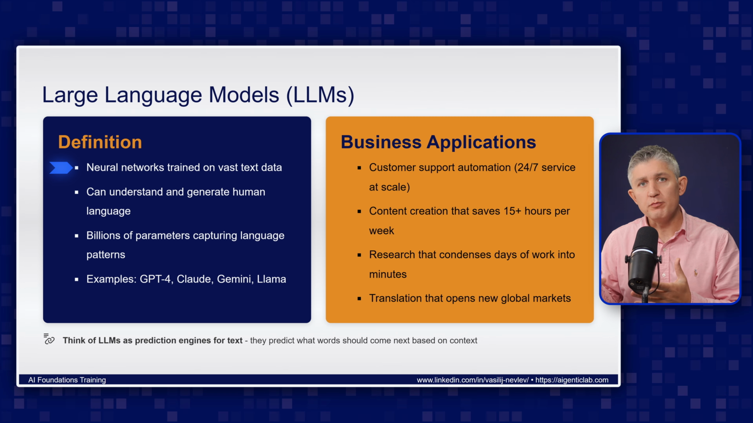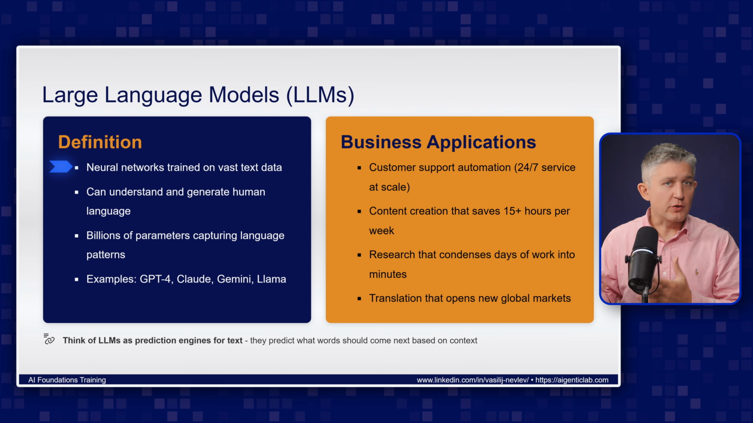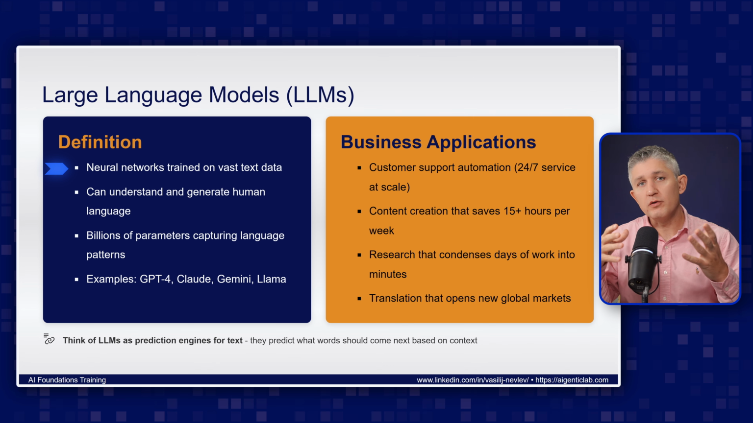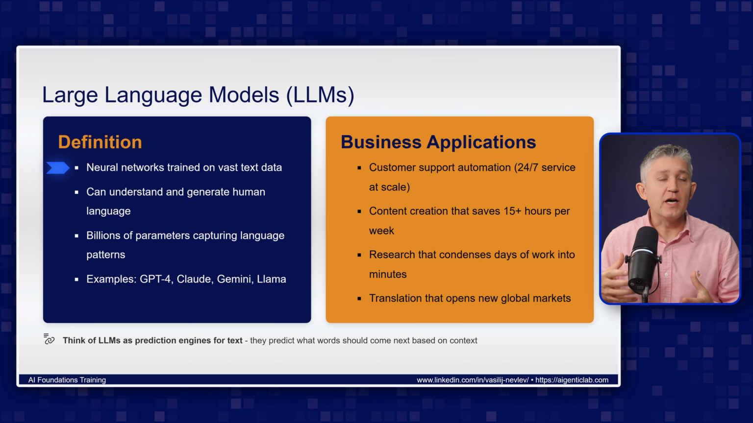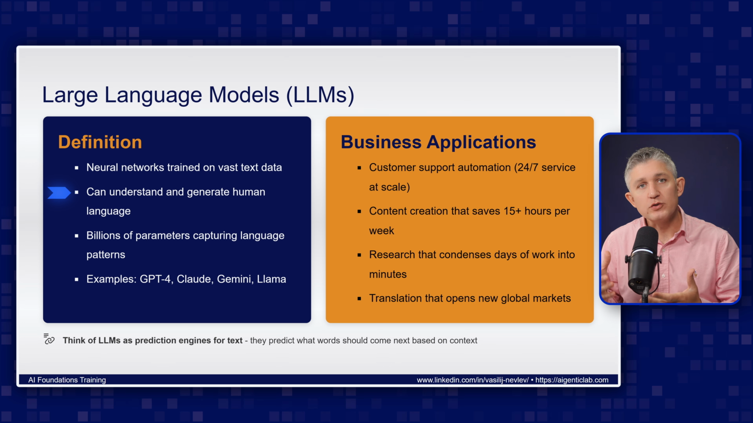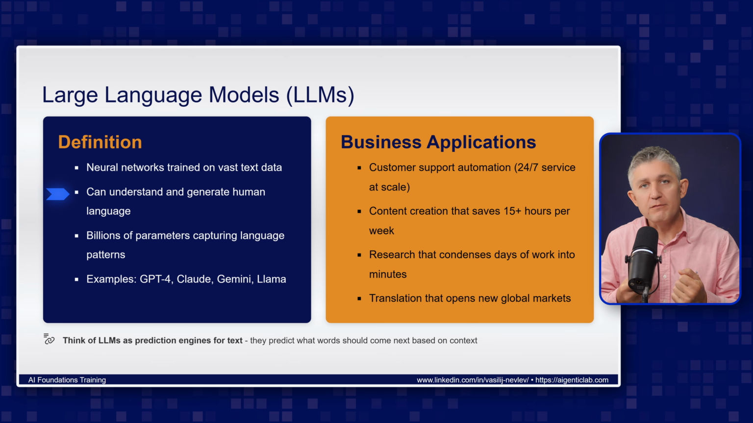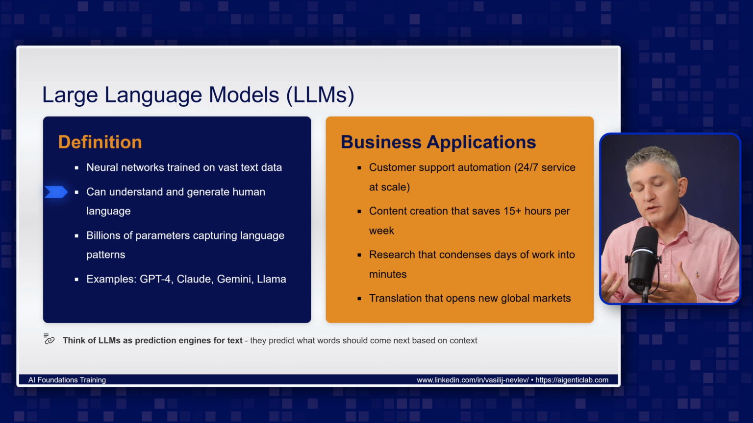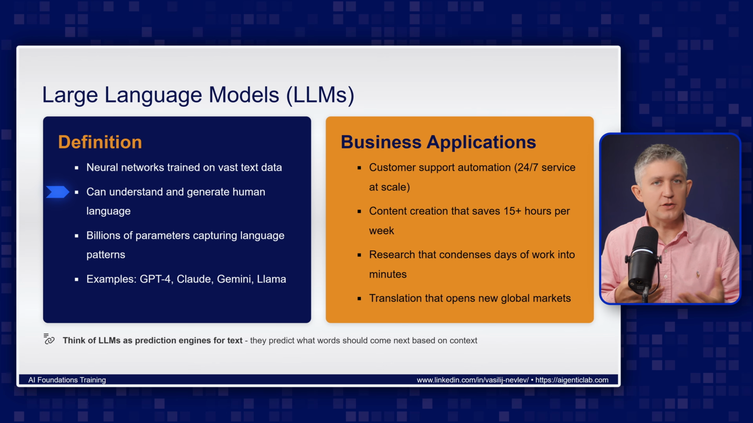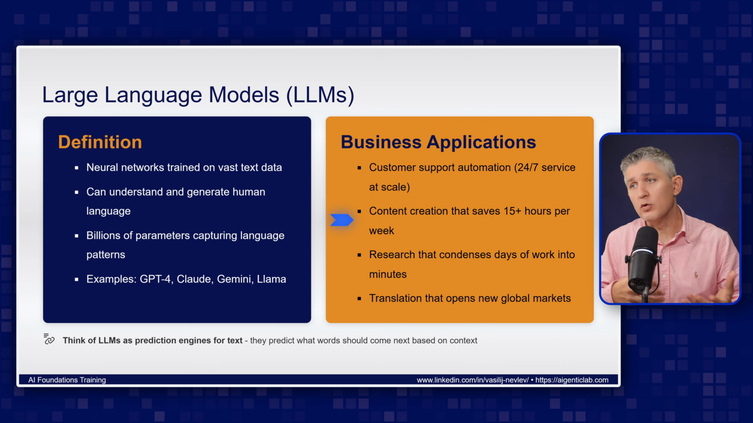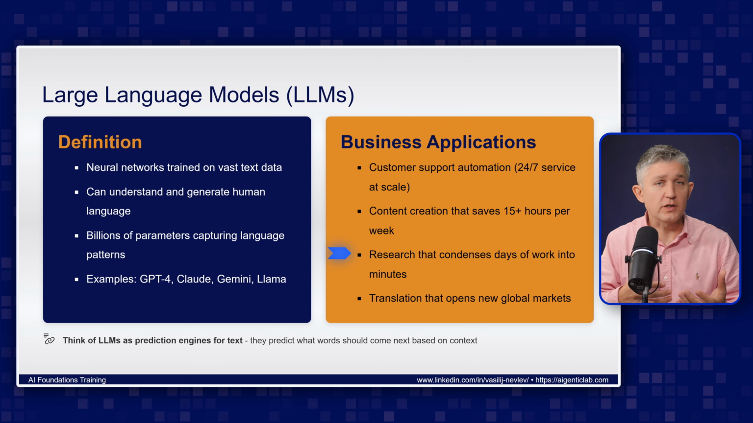Now, large language models are built on the back of neural nets, machine learning, deep learning, and GenAI. It's the combination of all of those technologies together that allows us to produce large language models. They predict the next word really well, enough for us to think that it's fluent human speech. It's transformative for where language needs to be used, whether that be customer service, content creation, or research that condenses days of work into minutes.